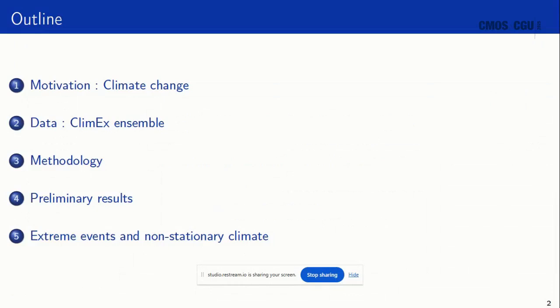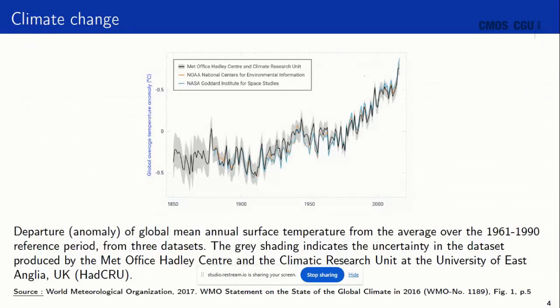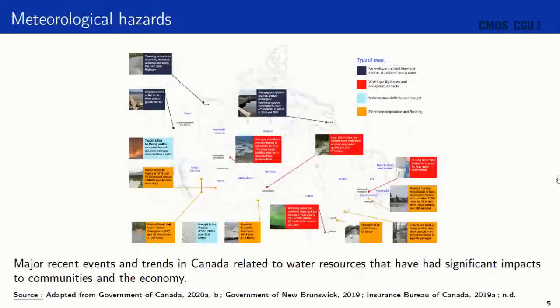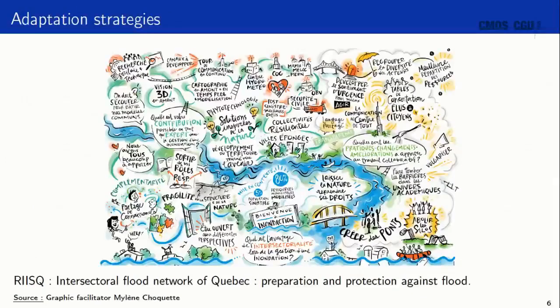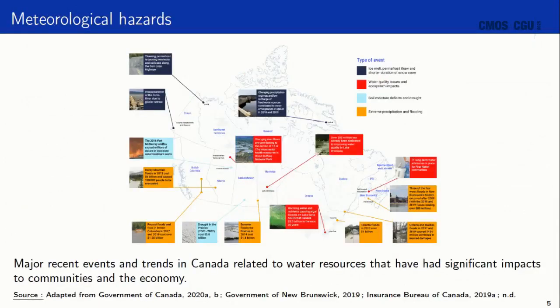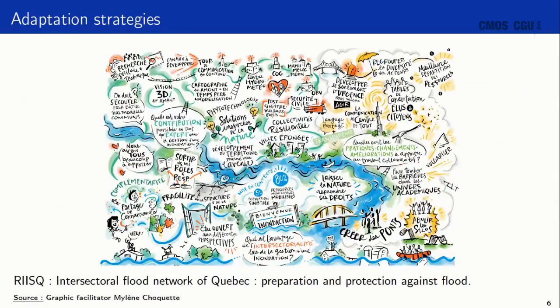Thanks to the previous speaker, I'm going to be very quick on the motivation of my talk. We know climate change is established now, and it affects not only the global temperature but also meteorological hazards. These are water-related meteorological hazards in Canada. In particular, on the southern part, we have hazards related to flooding. To face these, we need adaptation measures. This is a slide I took from the RISC network, and this network is dedicated to adaptation measures, in particular against flood.